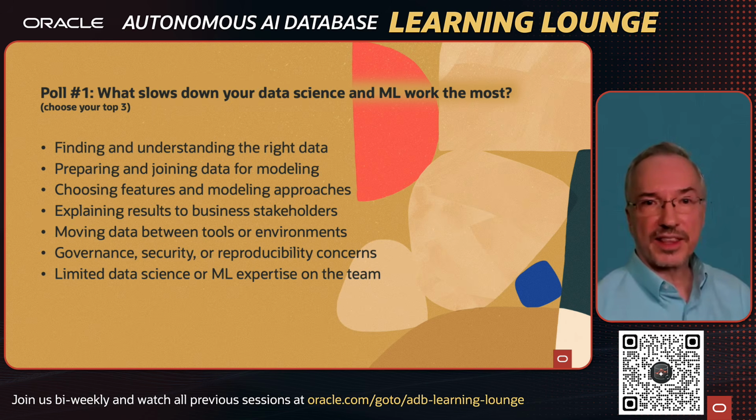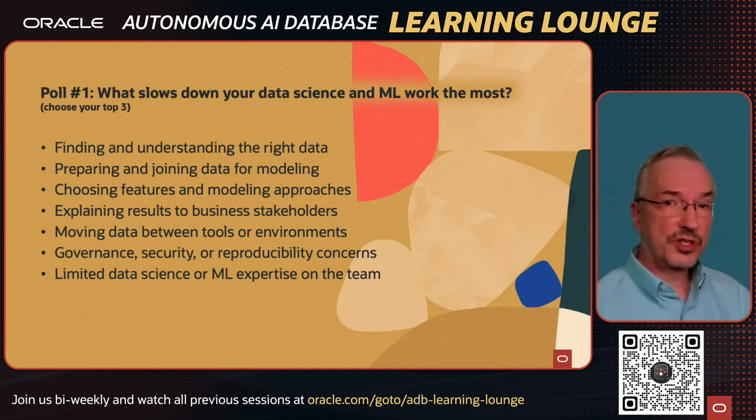So Marcus, let's start with a quick poll before diving into the material. What slows down your data science and machine learning work? Choose the top three. Is it finding and understanding the right data, or preparing data for modeling? Perhaps it involves choosing features and modeling approaches, explaining results to business stakeholders, moving data between tools or environments. Perhaps you have governance, security, or reproducibility concerns. Maybe you face limited data science or ML expertise on the team.